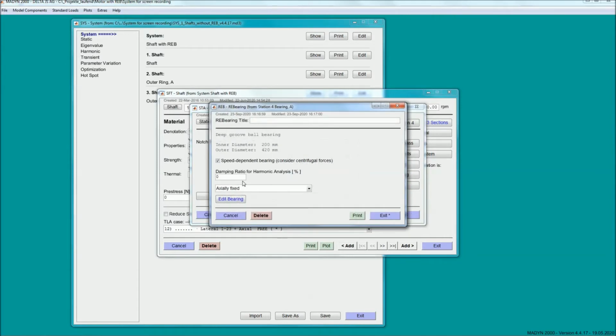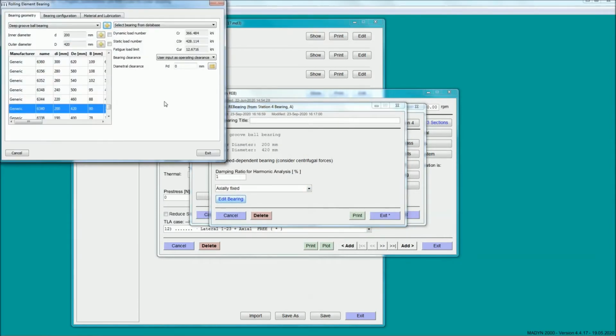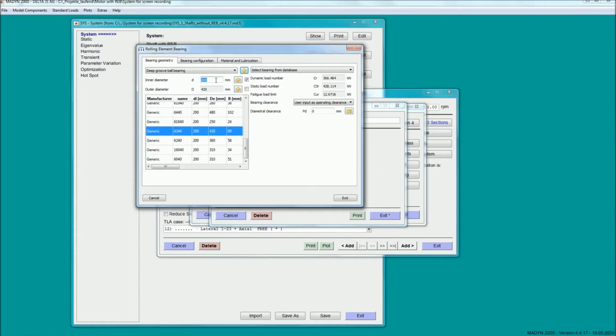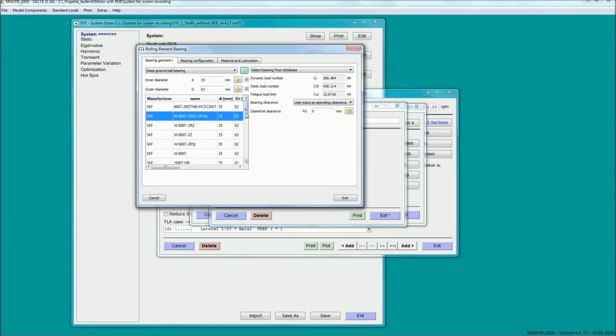At station 4 of the motor, we create the left rolling element bearing with speed-dependent properties, 1% damping ratio and axial fixation at the shaft. A deep groove ball bearing with the appropriate dimensions is chosen from the library and the clearance is set. Many additional user settings are possible.